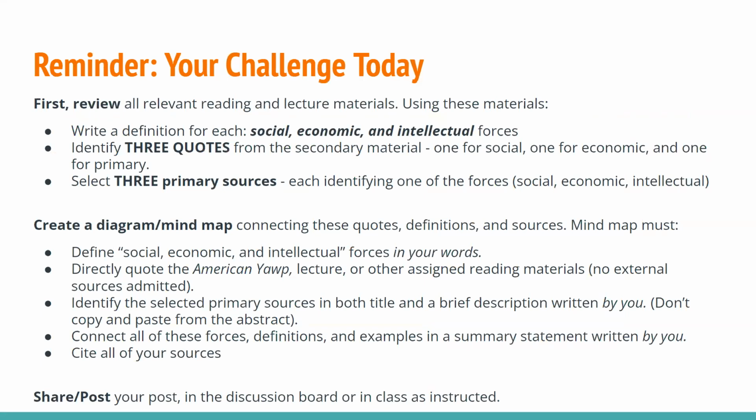Reminder, your challenge is to do each of these things. I want you to write a definition for each of these: social, economic, and intellectual. Then I want you to search American Yawp for 3 quotes that substantiate your definition. You believe this about economic history, as the American Yawp says. Here's an example. And then you illustrate it through a primary source. I can see this in the words of so-and-so.